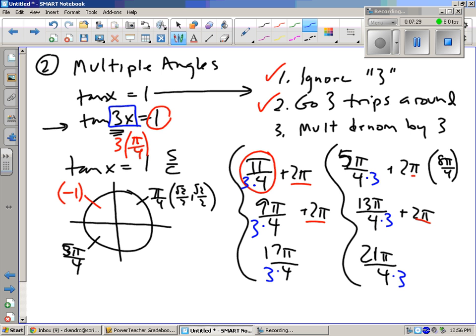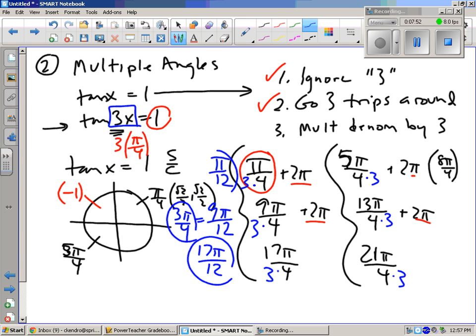So my final answers are pi over 12, 9 pi over 12, which reduces, let's write 9 pi over 12 so you see where it comes from, and reduce those both by 3, and I get 3 pi over 4. Then 17 pi over 12. So those 3. And then over here, I've got 5 pi over 12. And then I have 13 pi over 12. And then I have 21 pi over 12. Reduce those both by 3's, and I get 7 pi over 4.